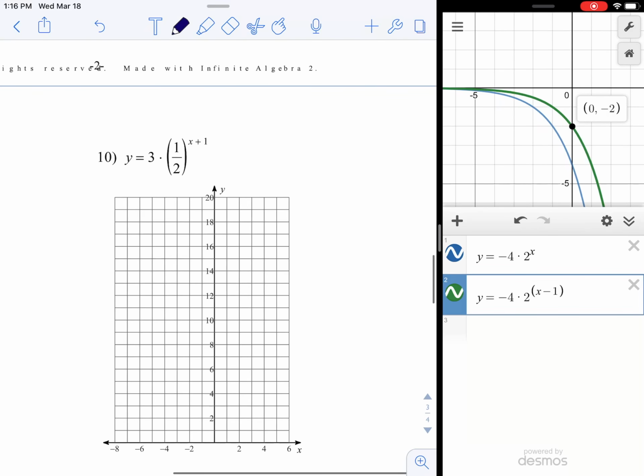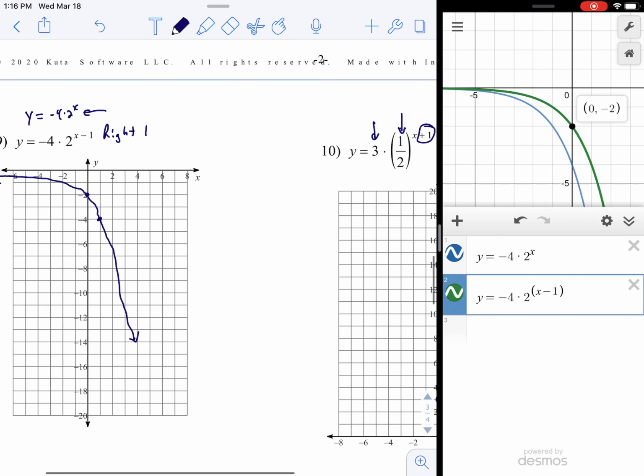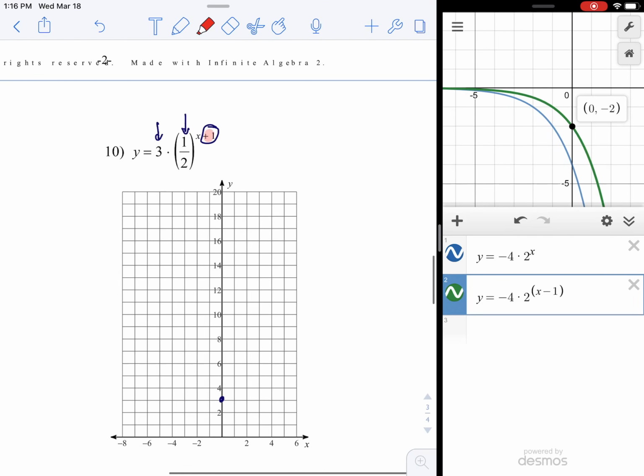Let's look at number 10. So I know that this is going to be a decay function. I know multiplying it by 3 will stretch it out and should put an intercept at 3. But this plus 1 is going to move it horizontally. Now if a minus 1 moved it right, what do you think a plus 1 is going to do?